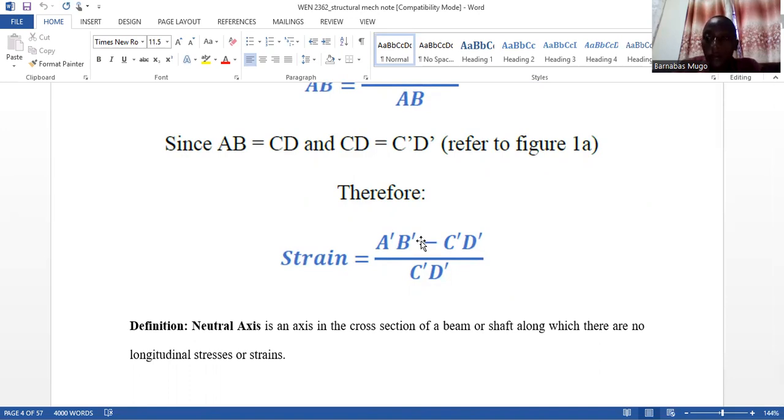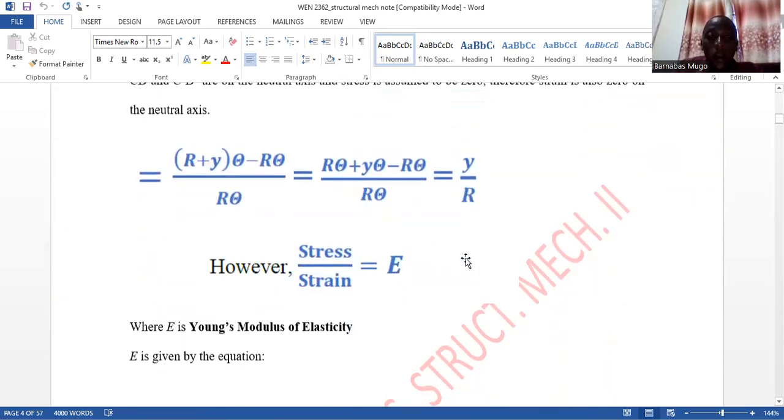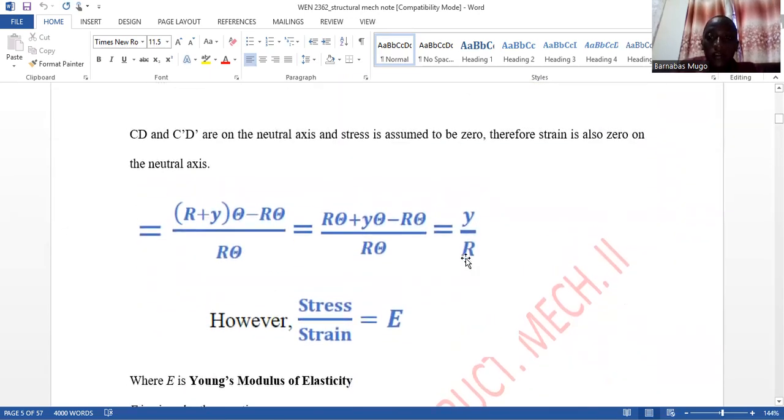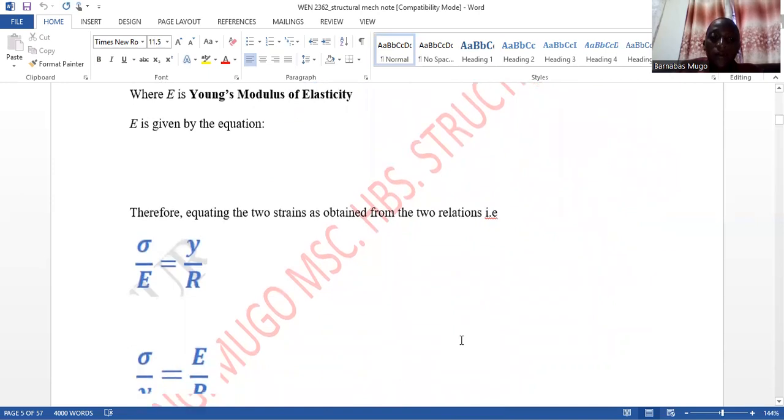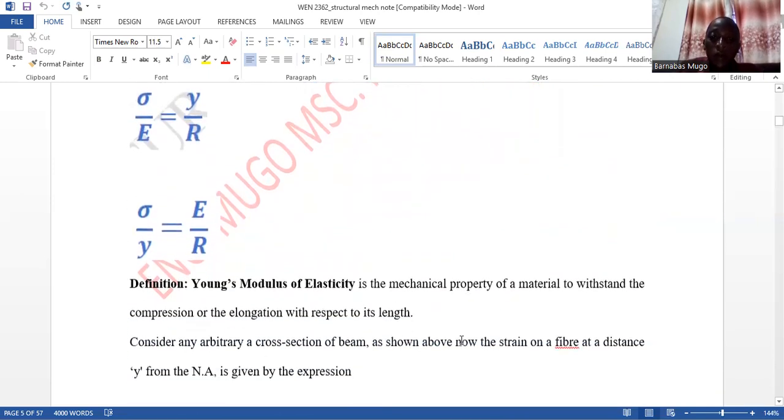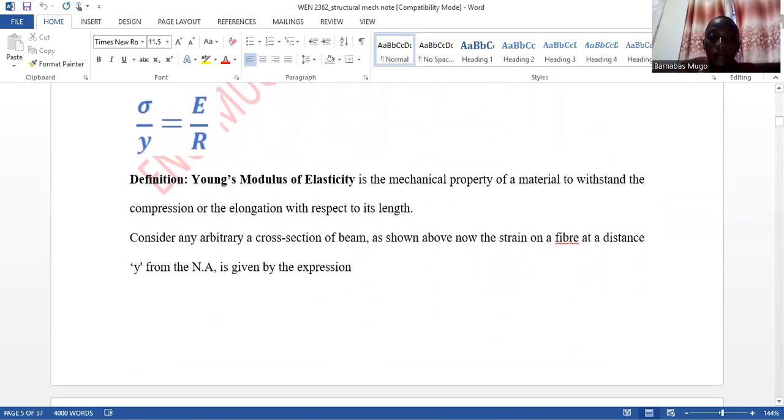Then we compare the two, because the strain in the neutral axis is not changing. Then from there, you are supposed to come up with this parameter. Because you cannot live online, I'm going to request that you talk to your lecturer. Then you know that the stress and the strain is going to give us the Young modulus. And then from there, you equate the equation as necessary.